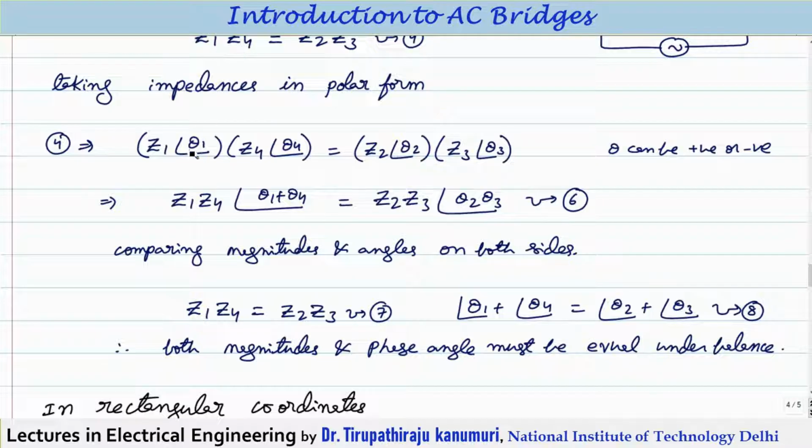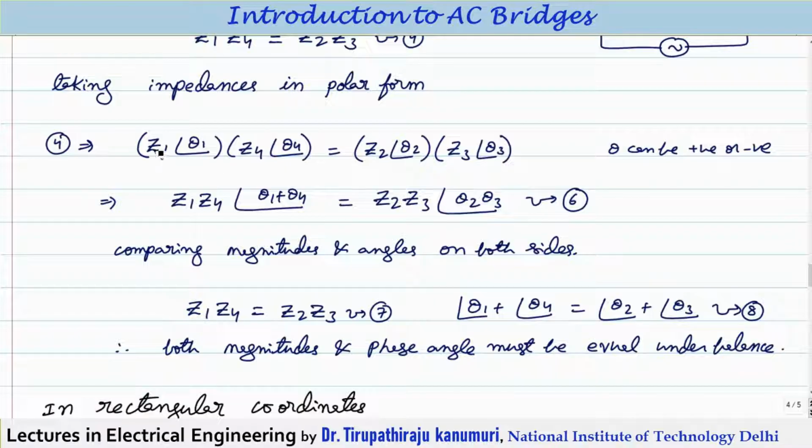So if I am representing these impedances, I can represent Z1 at an angle of theta 1, Z4 at an angle of theta 4 is equal to, second side is Z2 Z3, so it is Z2 at an angle of theta 2, Z3 at an angle of theta 3. Remember here the theta can be positive or negative. It depends on whether it is inductive or capacitive.